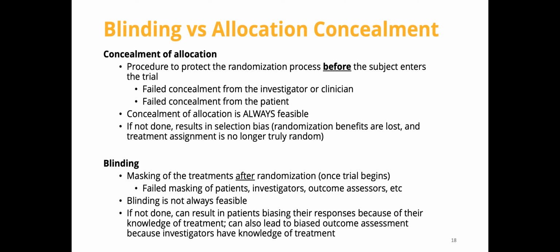So allocation concealment is always possible, and it's really important to ensure that the intervention and control groups start off very similarly at the start of the study. But blinding is the masking of the treatment after randomization occurs or after the study's already started. And again, depending on the nature of the intervention itself, it may or may not always be feasible or possible to blind individuals.